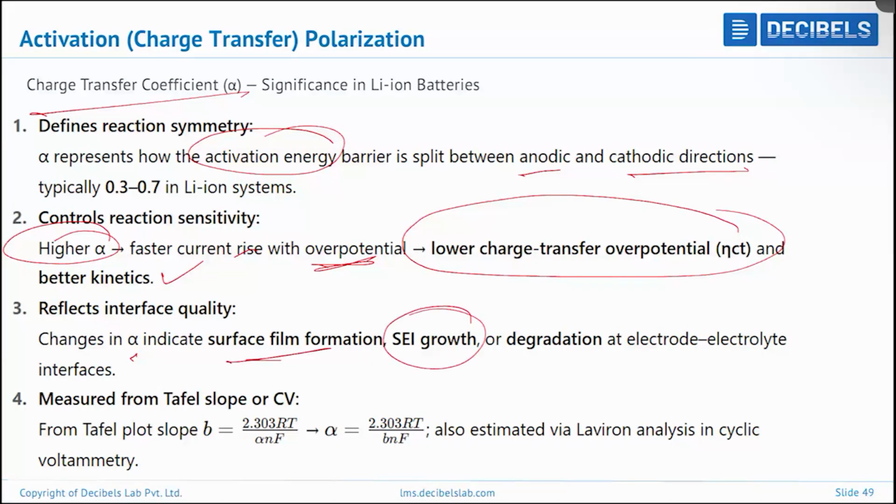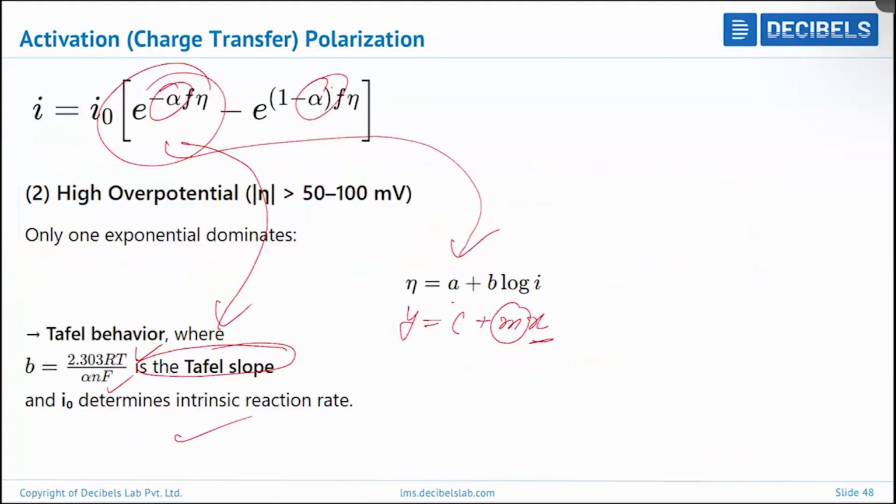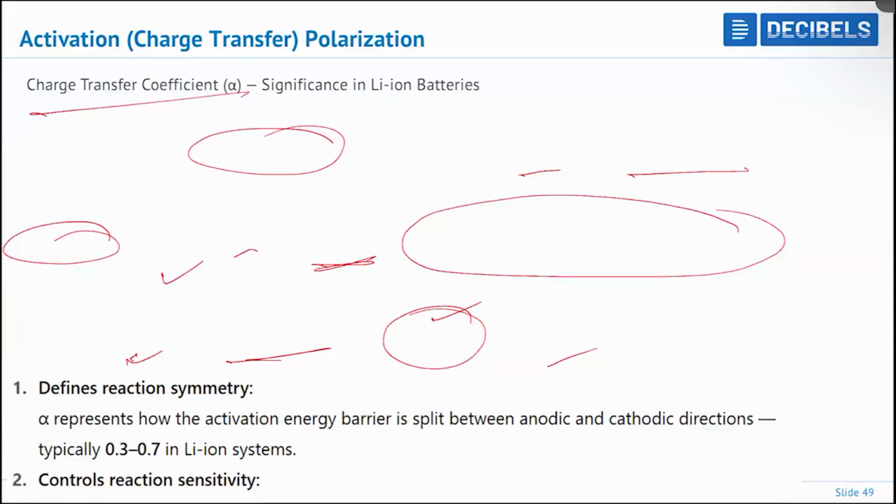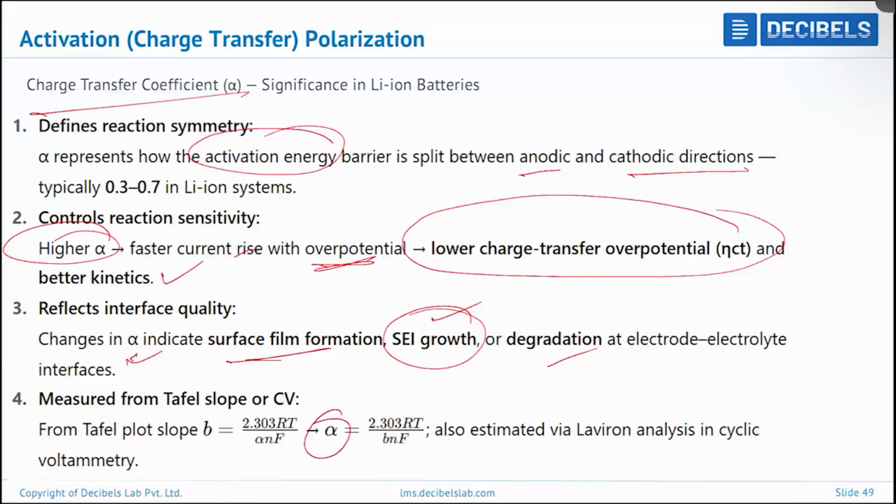And SEI growth. Everything is actually an electrode interface phenomenon. It depends on solid electrolyte interface degradation at the electrode and electrolyte interfaces. It's measured from the Tafel slope, that is alpha. This alpha can be obtained from the Tafel slope B equation: alpha is equal to 2.3RT by BnF.